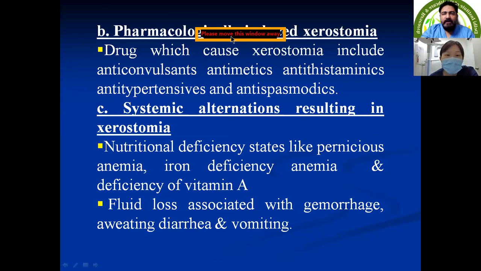Then pharmacologically induced xerostomia. The drugs which cause xerostomia include anticonvulsants, antiemetics, antihistaminics, antihypertensives, and antispasmodics. So these drugs all cause xerostomia. Then systemic alterations resulting in xerostomia are nutritional deficiency states like pernicious anemia, iron deficiency anemia, and deficiency of vitamin A, and fluid loss associated with hemorrhage, sweating, diarrhea, and vomiting.